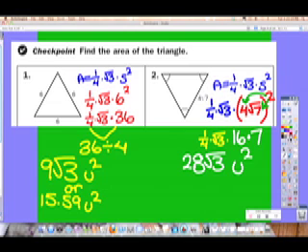Can you just simplify the radical? Yeah, absolutely. That would totally work. You okay with these ones? All right, let's see what's next. Big one? Yes. Dun dun dun.